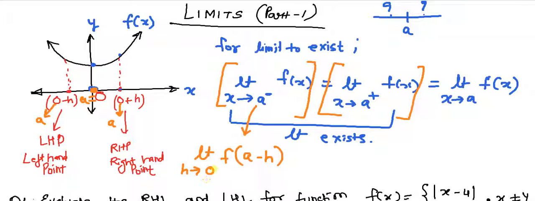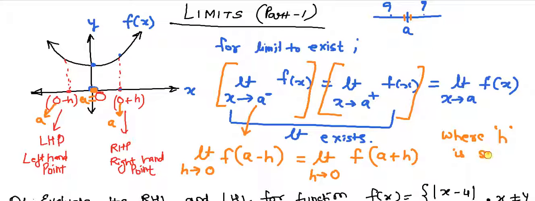And why h tends to 0? Because we don't want to go far beyond a. We have to consider only these smaller values. So we'll stay near a. That is why we write it like this. Next, what will happen for this side? Can you guess? Again, the limit of h will be 0 for the function. This point will be considered. That will be a plus h, where h is a very small positive number.